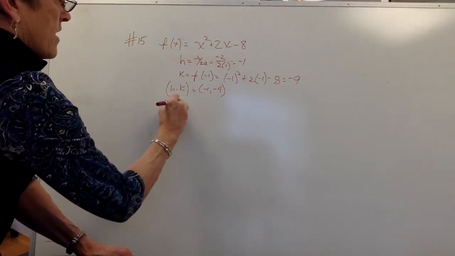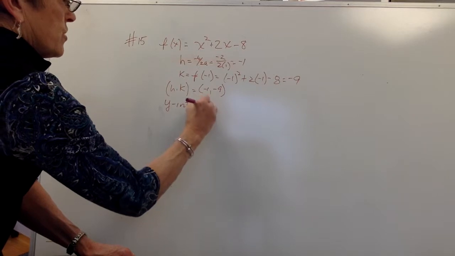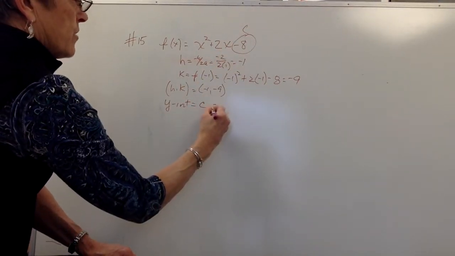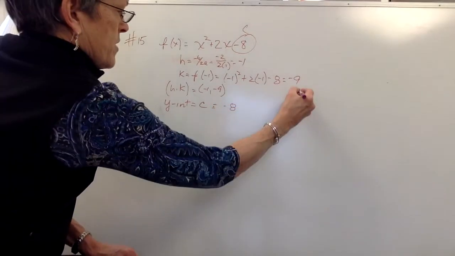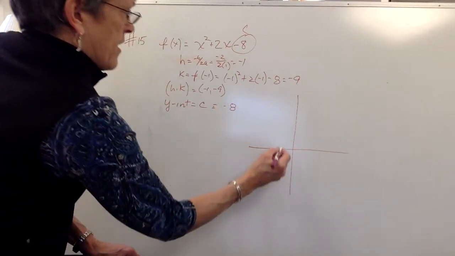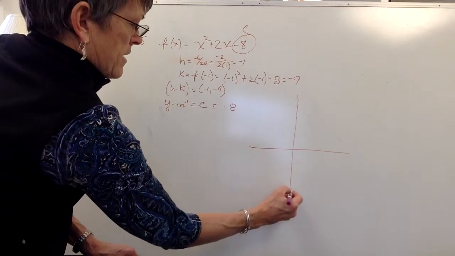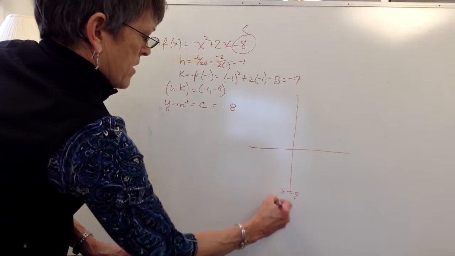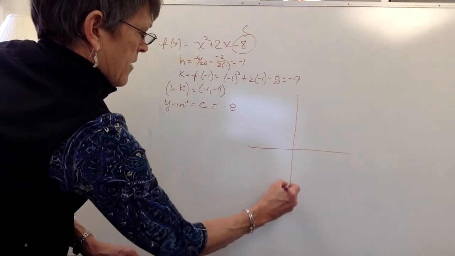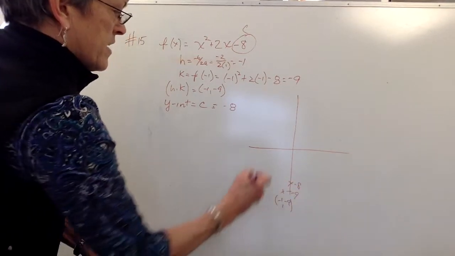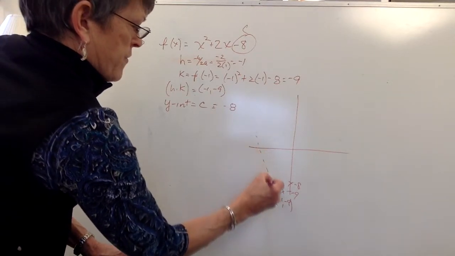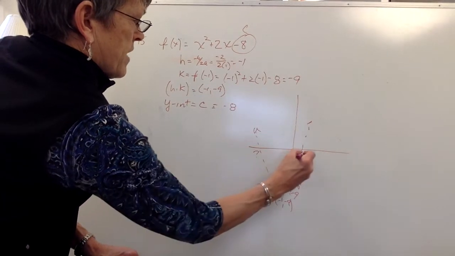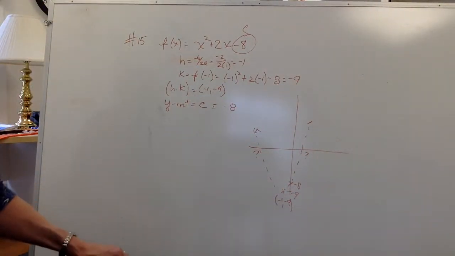We know our y-intercept is equal to c from the equation. This is c, so that's equal to negative 8. So we can have that on our graph right now. So we have negative 1, negative 9, put negative 9 down here, and we know that negative 8 is the intercept, which means our graph goes something like this. And we're not really sure what those values are.